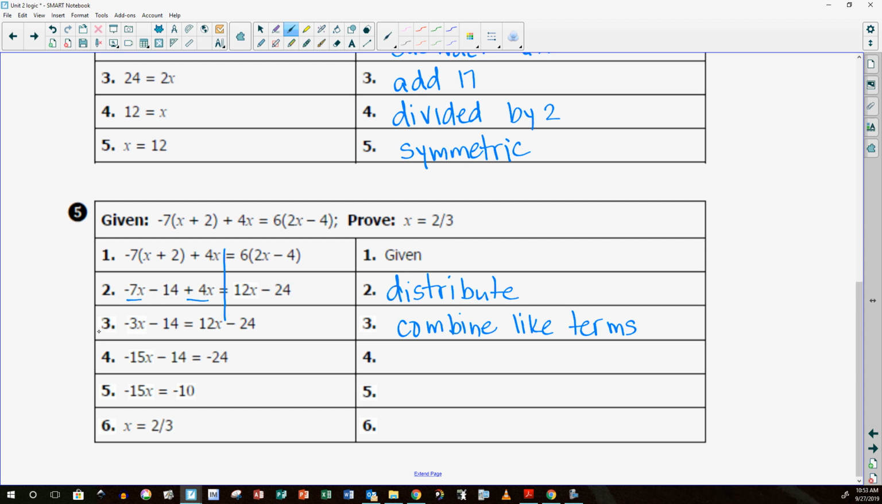And then to go from here to here, I noticed that my negative 3x became a negative 15x because I subtracted the 12x from both sides. And then here I noticed the 14 moved to the other side because it's no longer here. So this would be the addition property because I add 14 to both sides. And then here I would divide by negative 15.